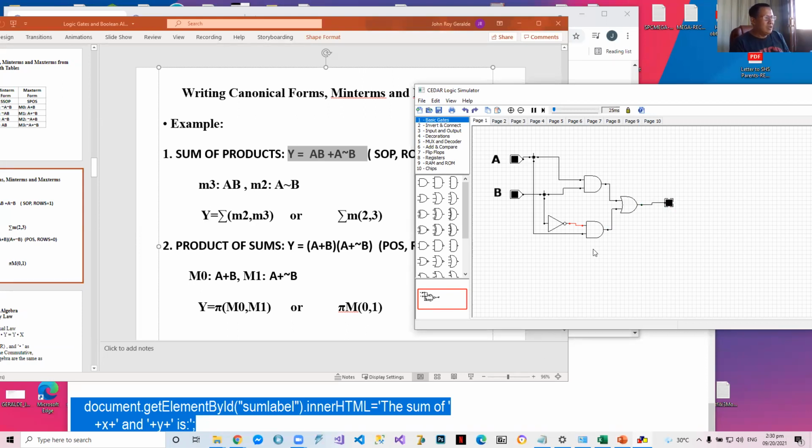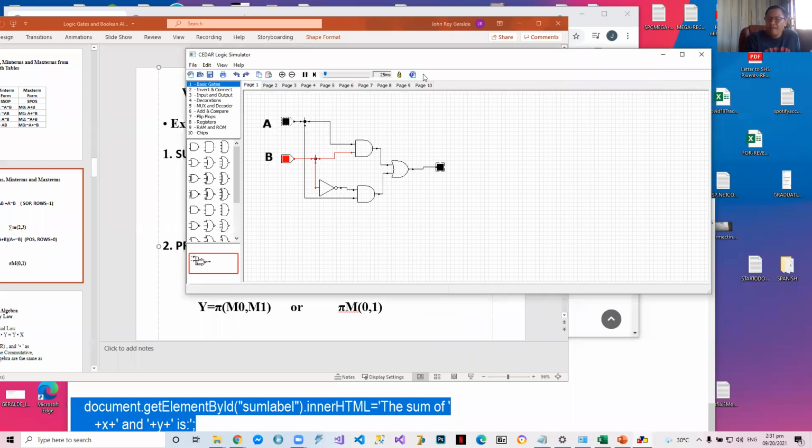Do you follow? So AB. We'll put this A. Take note, 1, 1 makes it 1. Okay. 1, 0 is also a 1. 0, 0 is a 0. How about 1, 1? We just click to make 1, 1. 0, 1 is a 1. Do you follow? You play around with this.